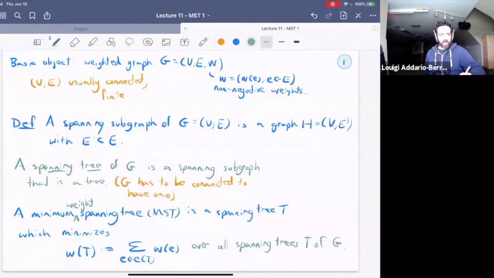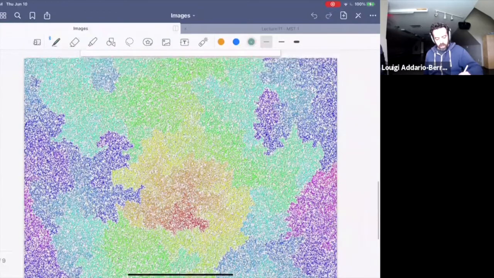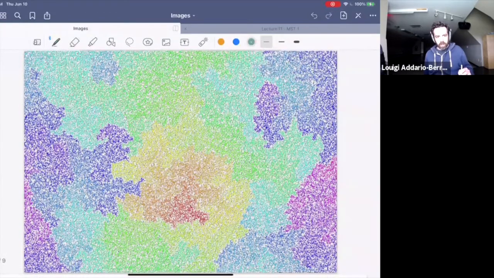Okay, so since today is mostly about deterministic properties, I want to start the lecture by showing you some pictures of random minimum spanning trees, just to give you the flavor or the idea that something interesting is going on probabilistically, that there's something to say in the random setting. So this is the first picture.